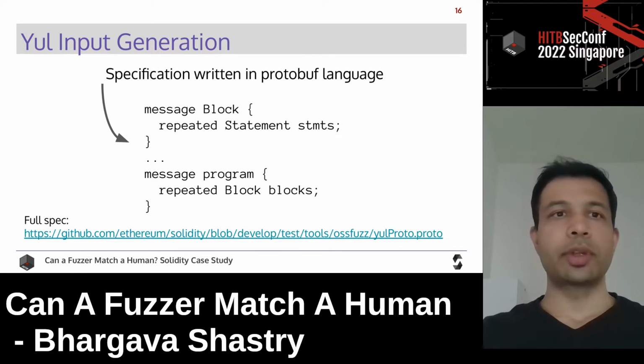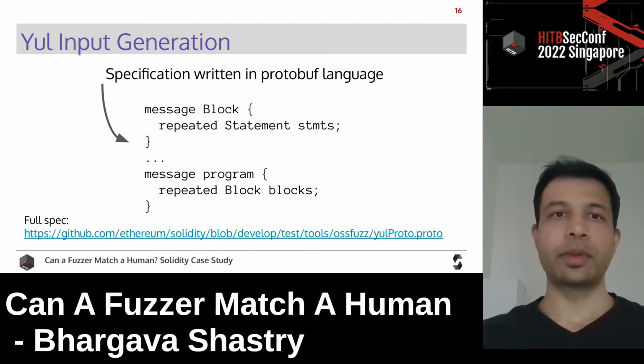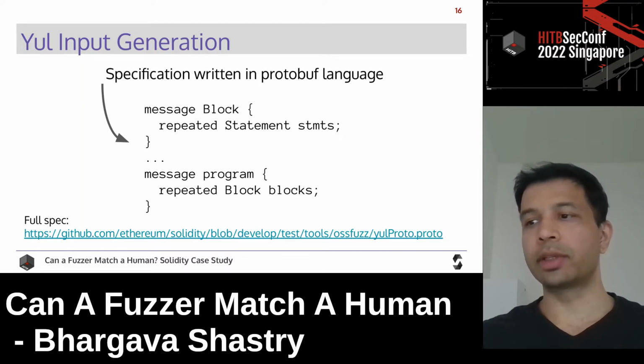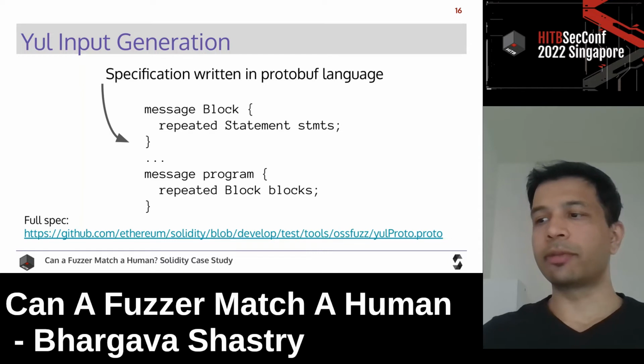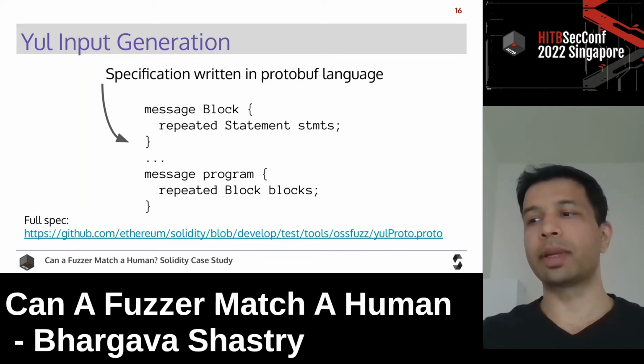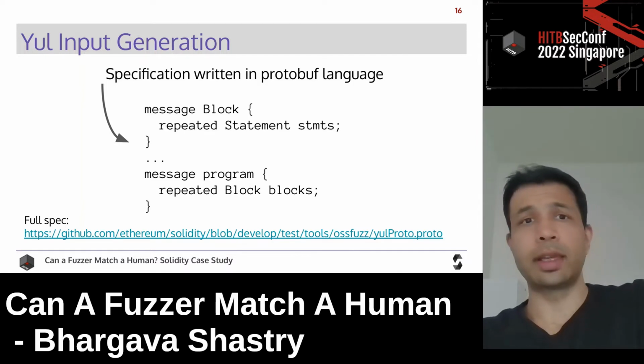The Yul input generation is based on the protobuf approach, which I outlined in the previous slide, and this is slightly more complicated. It involves 3 steps. First, we write a specification in the protobuf language. This contains a fundamental unit called a message, and it allows us to build a bottom-up specification of the language, wherein, for example, we can define a basic block to be a set of statements and upwards a program as a set of basic blocks. For those of you who are interested, the full specification is linked below.